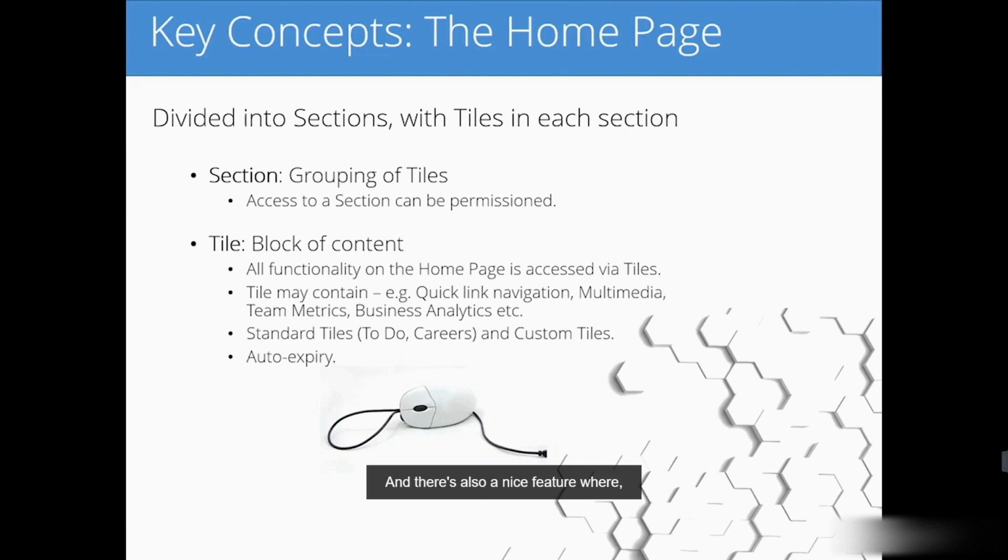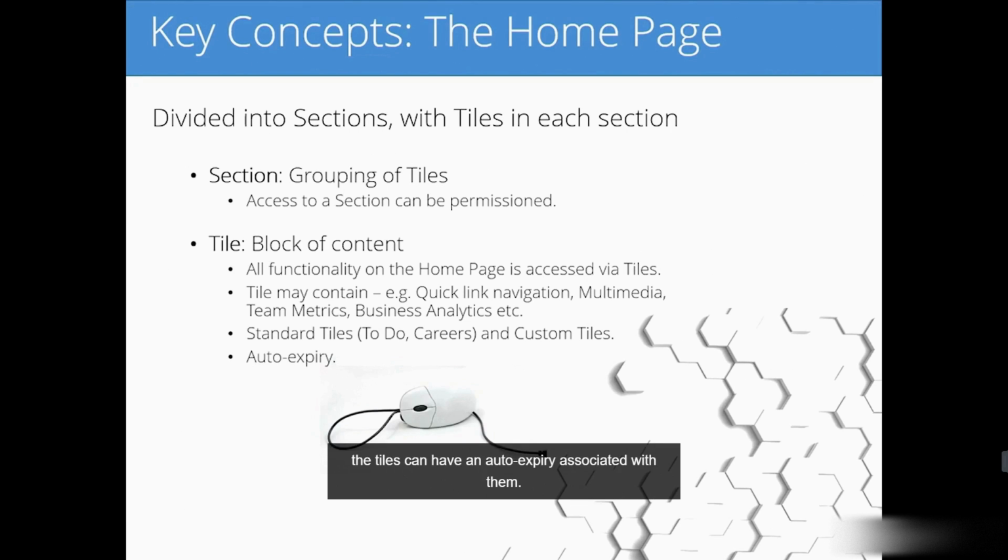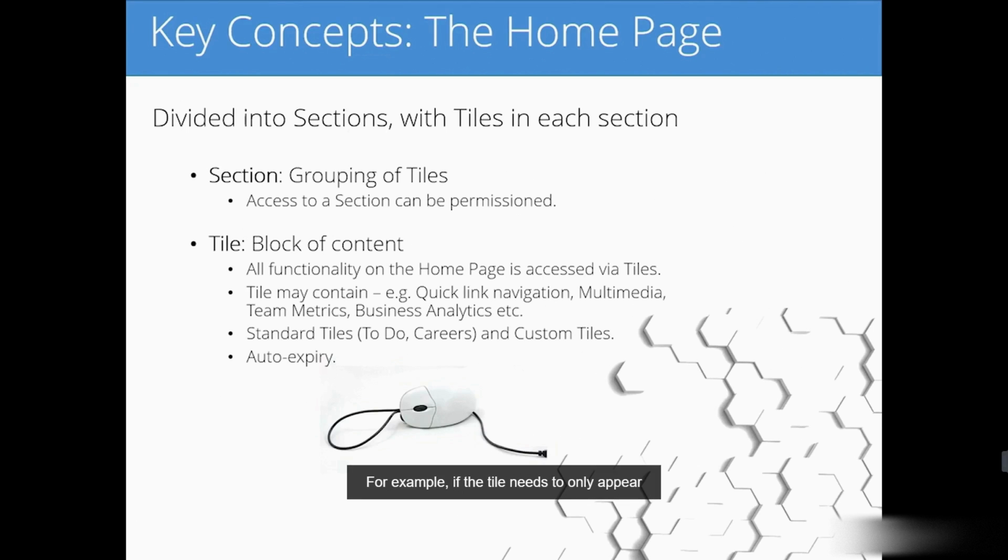And there's also a nice feature where the tiles can have an auto expiry associated with them. For example, if a tile needs to only appear for about 2 weeks on the home page, we can set that auto expiry, and after 2 weeks that tile will just disappear from the home page. We don't have to do any manual task to go and remember to remove that sometime in the future.